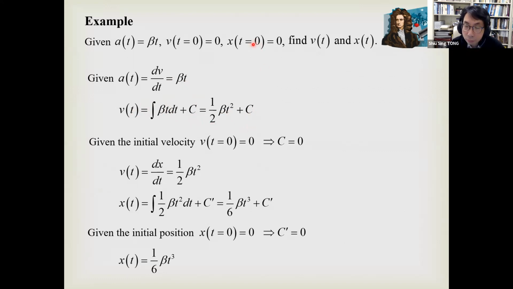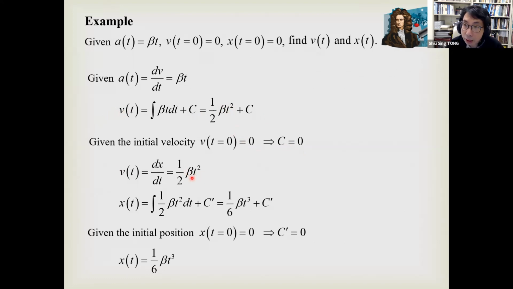Now we are ready to insert the initial condition. At time t equal to 0, the velocity is 0. And so when we put t equal to 0 into this equation, we should have v equal to c equal to 0. That means c is equal to 0. Okay, and so we would have the velocity given by half beta t squared.